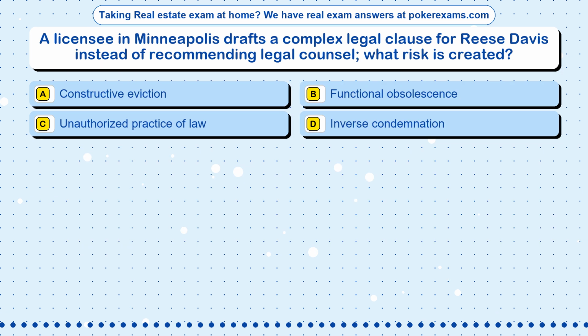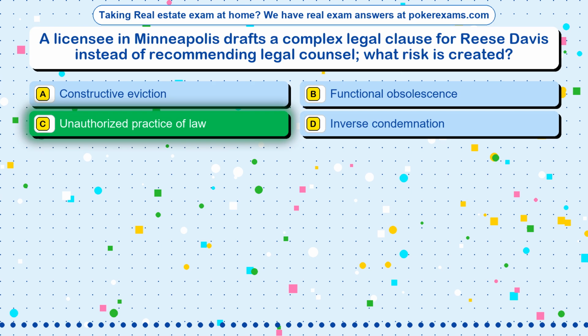Question 55. A licensee in Minneapolis drafts a complex legal clause for Reese Davis instead of recommending legal counsel. What risk is created? Option A. Constructive eviction. Option B. Functional obsolescence. Option C. Unauthorized practice of law. Option D. Inverse condemnation.